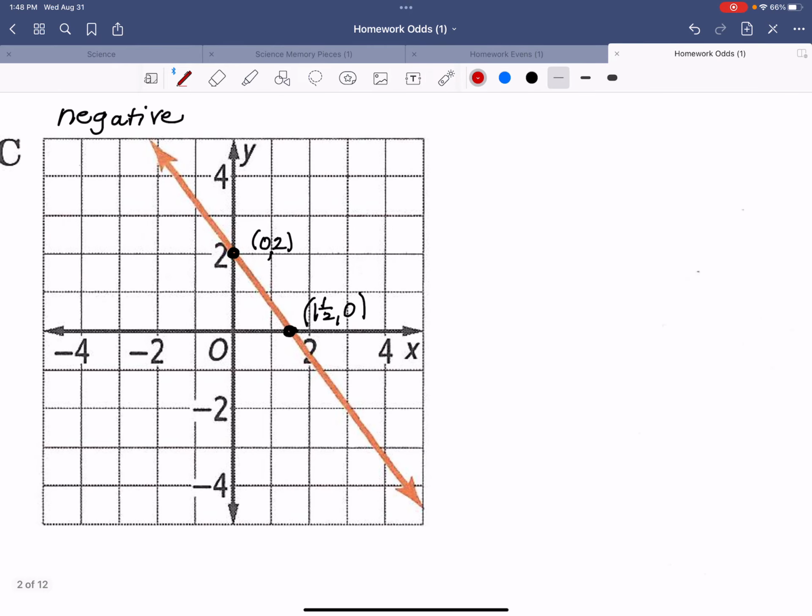Okay, let's try C. And we've got 2 points right here. Thank goodness. So the rise is going to be 2 boxes. And the run is going to be 1.5 boxes. So I have 2 box high.